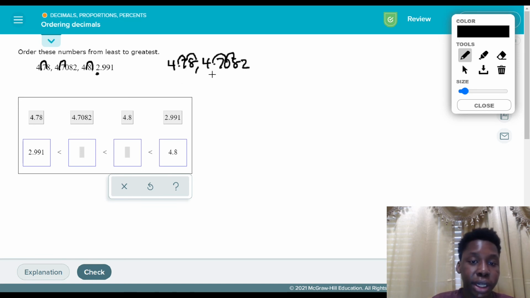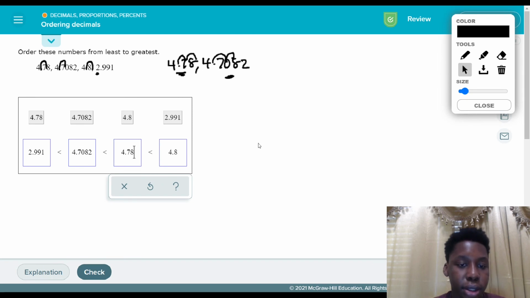And since 8 is bigger than 0, we can safely say 4.78 is bigger than 4.7082, because the 8 that we're currently housing here is bigger than the 0 that we're currently housing here. And so because of that, we can put 4.7082 as the next smallest number, and 4.78 as the next biggest number. Okay, so let's check that out.